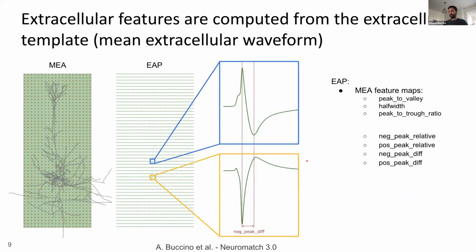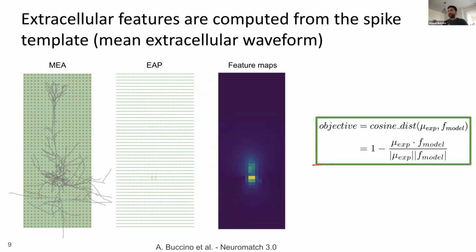We have another set of 4 features, which instead are defined with respect to the channel with the largest amplitude. An example of this feature is the delay, or how much time there is between the negative peak in one channel and the negative peak in the channel with the maximum amplitude. So these kinds of features also allow us to basically describe propagation properties of this signal. And differently from the intracellular features, in this case, for each feature, we have an array of values. So we have these feature maps, and we have to use a different kind of objective function. In this case, we use the cosine distance between the simulated feature and the experimental feature.